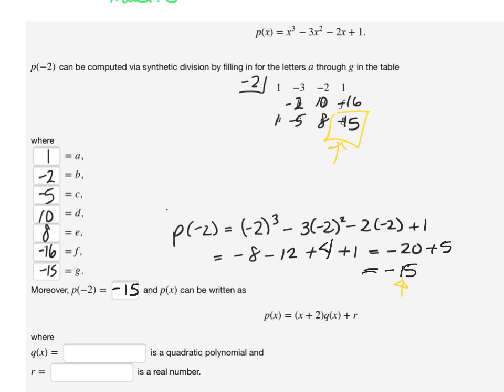Where did you get negative 20 from? So negative 20 comes from the fact that I have negative 2 times negative 2 times negative 2, which is negative 8. This is positive 4 times negative 3 is a negative 12. Negative 8 minus 12 more is negative 20, and then I have plus 5. So there are two ways that I can find the remainder. One is to plug that number in. The other one is to do synthetic division.